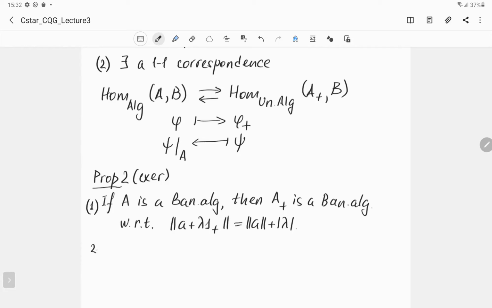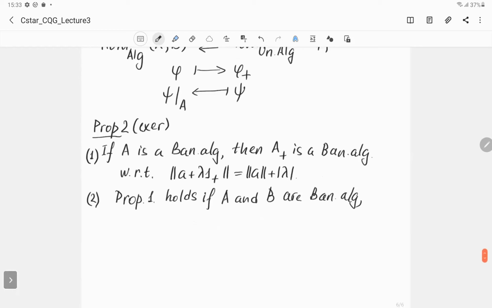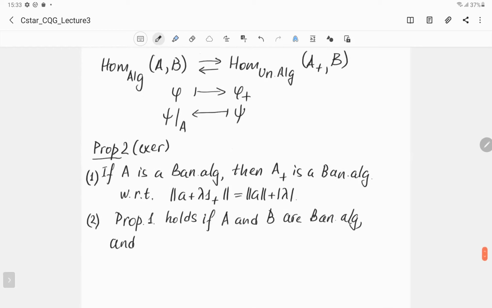And moreover, the above proposition 1 holds if A and B are Banach algebras, if the above sets of morphisms are interpreted as sets of continuous morphisms. As a simple corollary, we see that all characters of an arbitrary Banach algebra are automatically continuous.